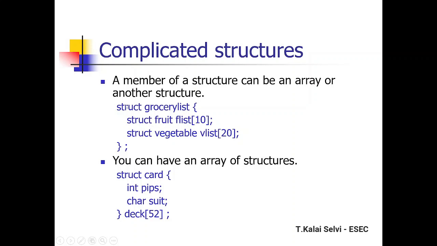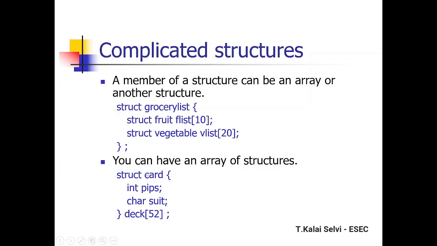Here we have a structure, grocery list, and within this structure the data members of the structure include another structure. So this is also possible. And we also have an array as a data member of a structure. This example belongs to both categories: an array within a structure, and a structure as a data member of another structure. And the next is an array of structures.